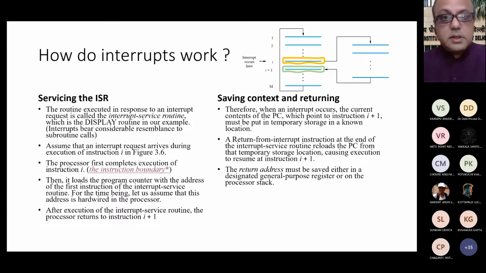Can an instruction be cut in the middle? For instance, suppose in a move immediate A, comma, something, I am in the middle of the instruction and an interrupt comes. Do I move or not move whatever I was supposed to move to A?